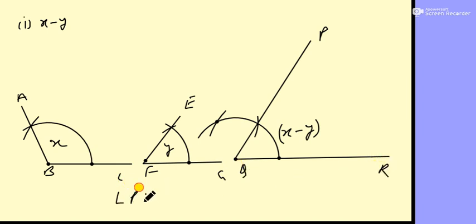So angle PQR is equal to angle ABC minus angle EFG. Yes, let us see the second part of this question, that is x plus y.